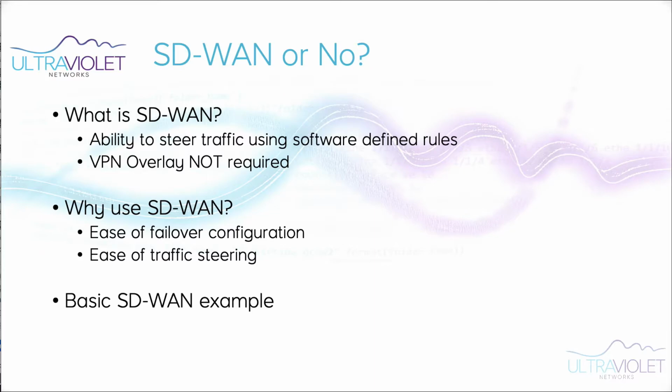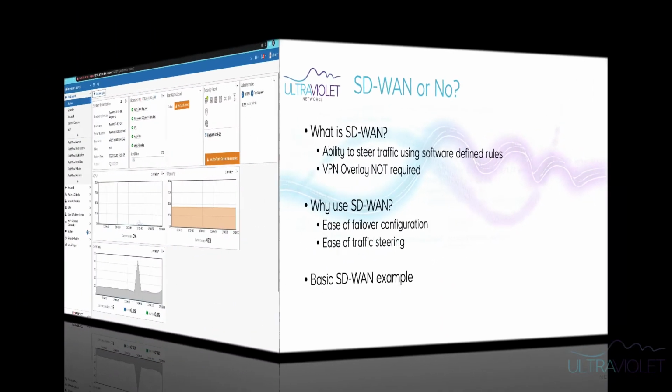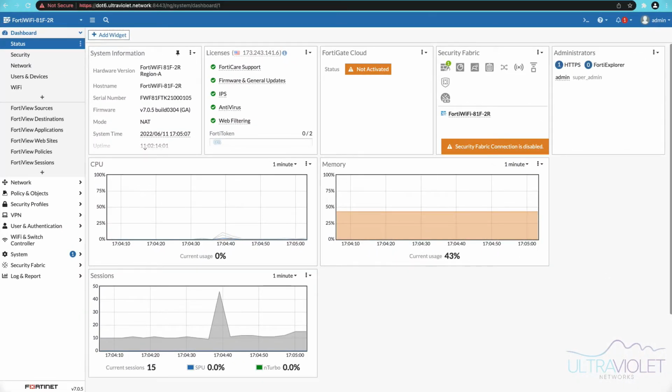So let's take a look at a basic SD-WAN example. On the FortiGate that we've been using throughout this series, we're going to go ahead and set up a basic SD-WAN rule.